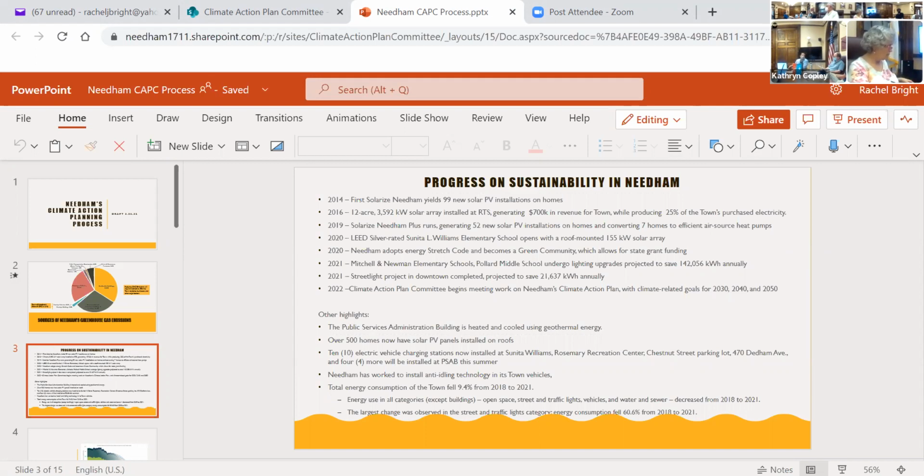And then things like the PSAB ground source heat pumps, the EV chargers that are at a number of locations throughout town. So this is to just convey the message to those who may not be aware of it, that Needham's actually been already in this game for quite a while and successful.